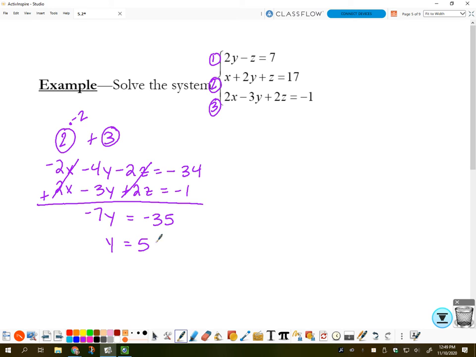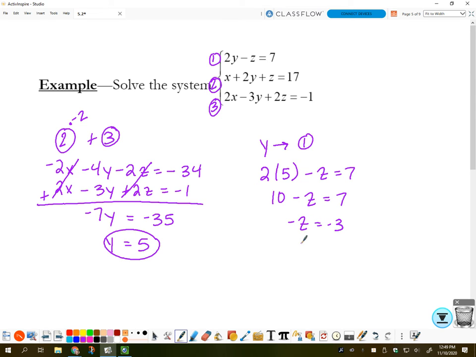Alright, so you know one thing. You got to plug in one thing where there's 2. The only equation we have right now that has 2 variables is equation 1. So you got to plug y into equation 1. So we have 2 times 5 minus z equals 7. So 10 minus z equals 7. Subtract the 10, so negative z equals negative 3. So z is 3.